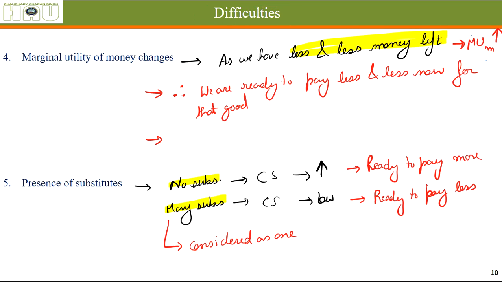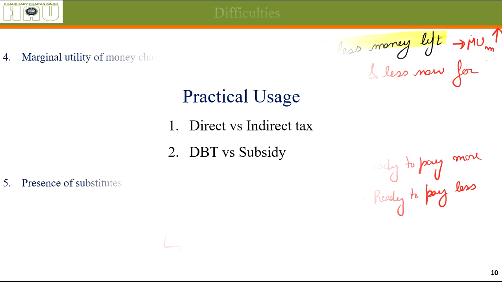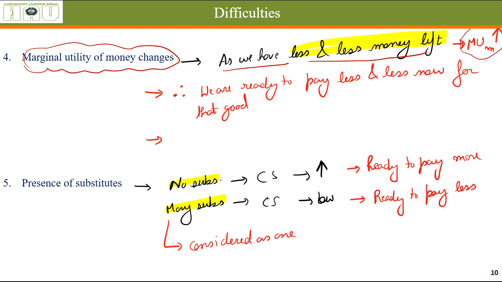The other difficulty that people face while studying this concept of consumer surplus is that the marginal utility of money changes. As we buy more and more of a good, we have less and less money left, so the marginal utility of the money that is left with us increases. So when we have less and less money remaining, we are ready to pay less and less for that good.